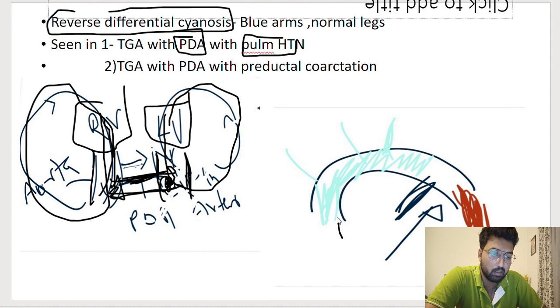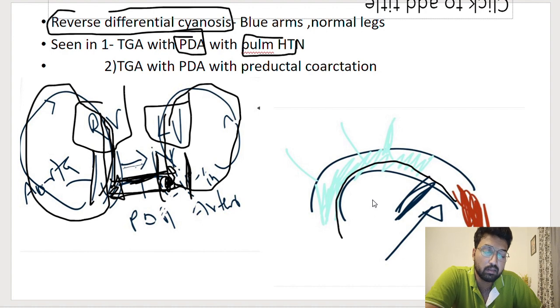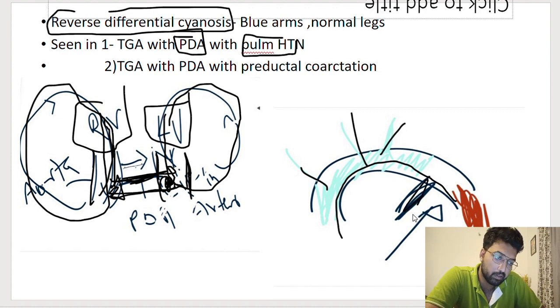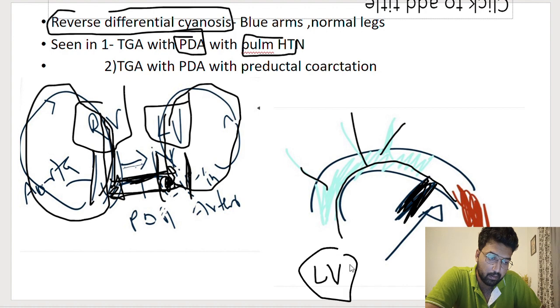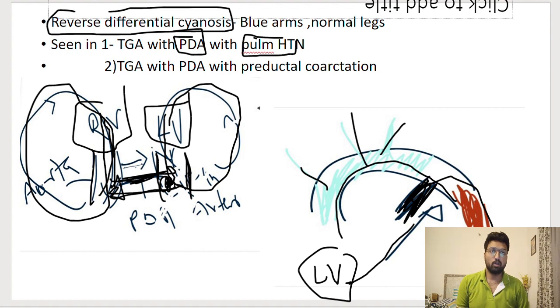You can see in this diagram, what is this? This is the arch of the aorta. What is this blue color? The blue color is the deoxygenated blood which is coming from the right ventricle into the aorta and now going to the upper limbs. When we come down here, what is this? This is the PDA. From the left ventricle, the pure blood is going through the PDA because there is pulmonary hypertension. It will go from the PDA into the lower limbs. So the lower limbs are getting oxygenated blood, but the upper limbs are getting deoxygenated blood. So there are blue arms and normal legs.